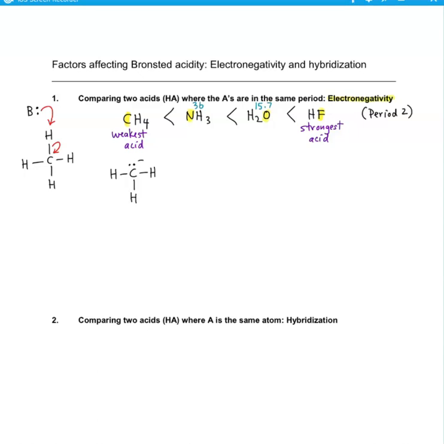So CH3 minus is the conjugate base of methane. The amidion, which we've seen before, NH2 minus, is the conjugate base of ammonia. The conjugate base of water, known to all of you as hydroxide ion. And the conjugate base of HF is the fluoride ion.